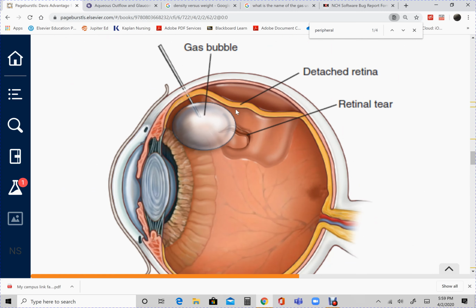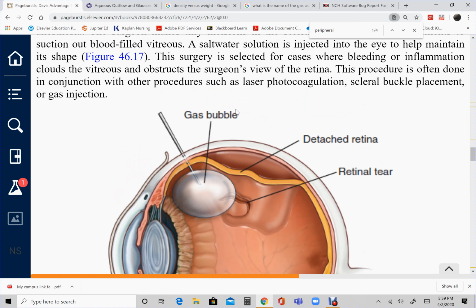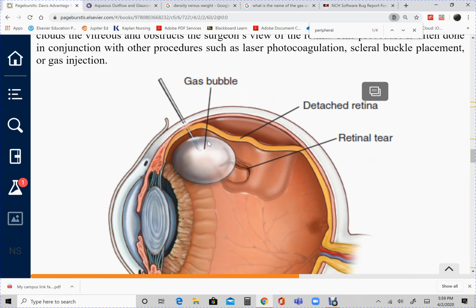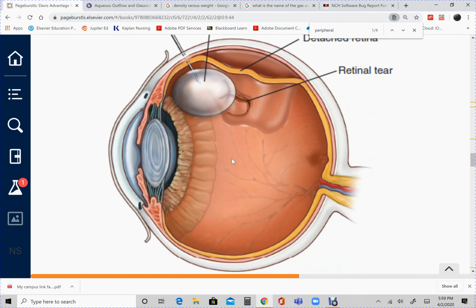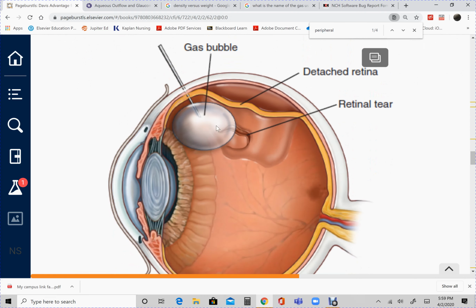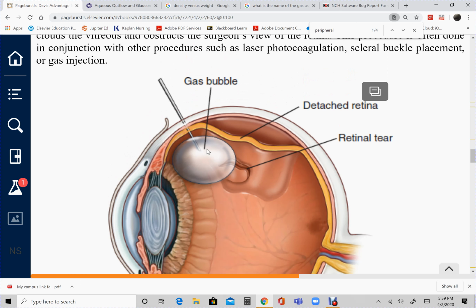The other one is called pneumatic retinopexy. This procedure is the injection of an air bubble at the site of the tear. Now the doctor, of course, has to locate where the tear is and then put the air bubble there. Now, how does that work? This bubble is called SF6. I think it stands for sulfur hexafluoride.